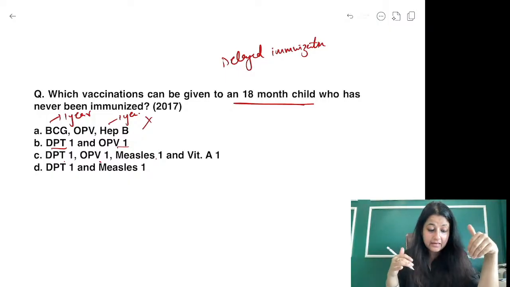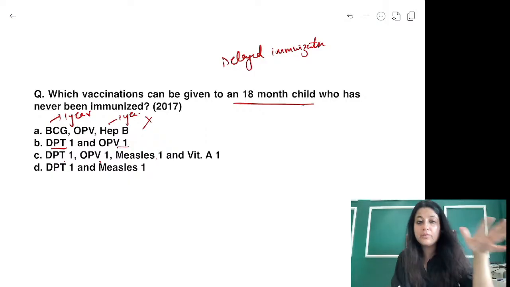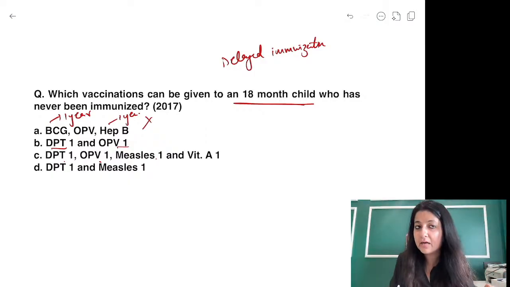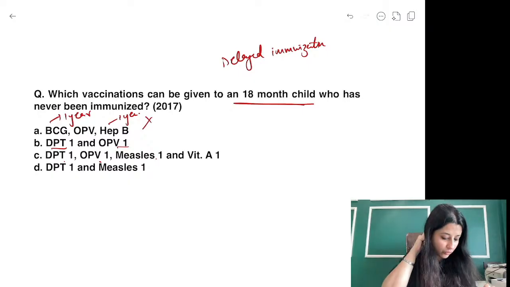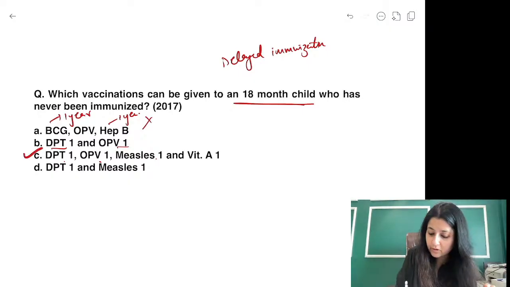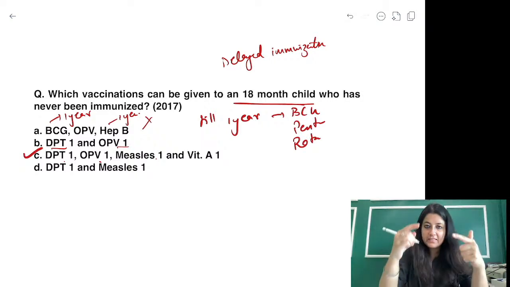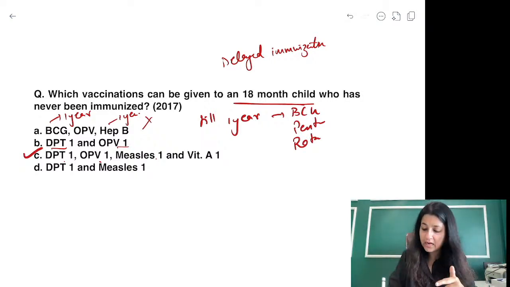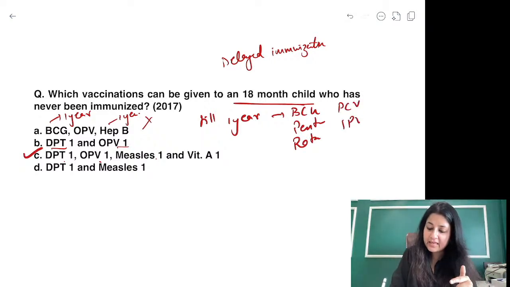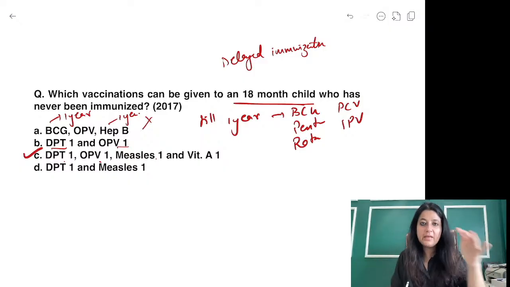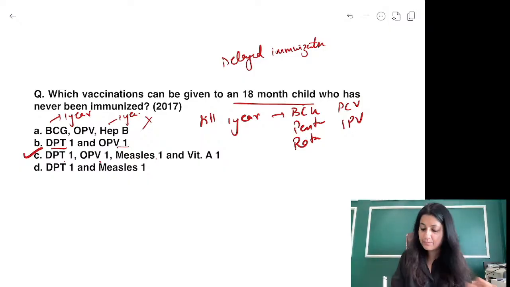Will you mark B or C? Remember, you can go for C because till 1 year, what are the vaccines that can be given? BCG, Penta, Rota, PCV, IPV. Everything is rhyming. BCG, Penta Rota, PCV, IPV.